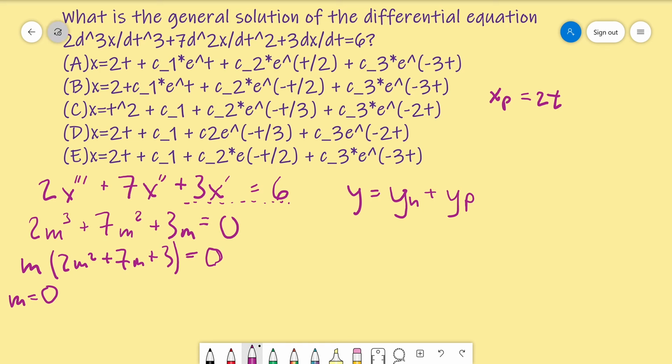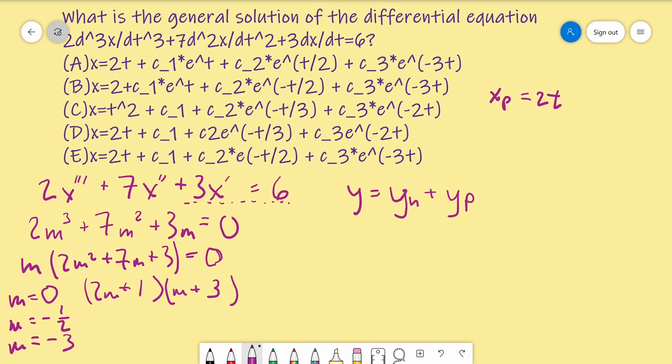Now we have to factor this part inside the parentheses to find the other two solutions. Well, if we look at it, we can see that this factors as 2m plus something times m plus something else. Well, 3 factors as 1 and 3, so we can either put 3 here and the 1 here, or we can do it the other way around. And I think if we put 3 in the second parentheses and the 1 in the first parentheses, that should work out. 2 times 3 is 6, 1 times 1 is 1, so that'll give us 7m. That works. Okay, so our other two solutions are m equals -1/2 and m equals -3.